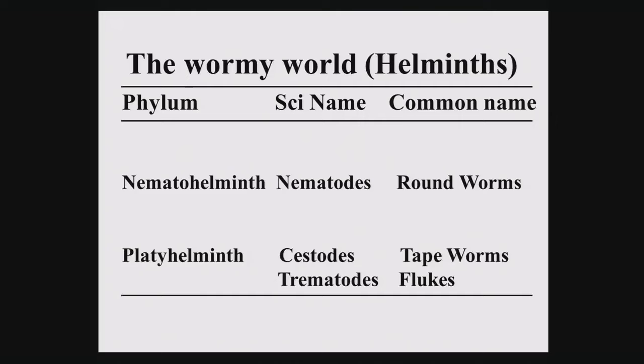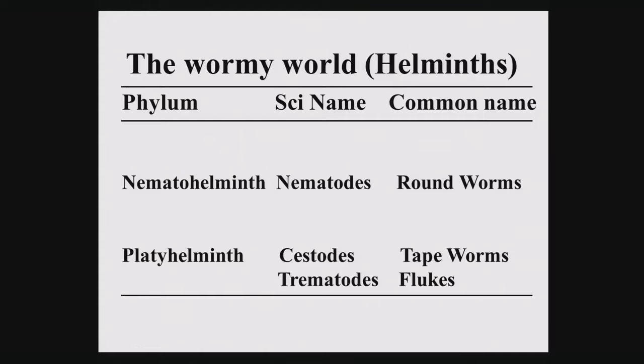Just to refresh your memory, the helminths are very diverse multicellular organisms, and basically divided into two different forms. One is the roundworms, also known as nematodes, and the other is the flatworms, which include two subtypes. One is the tapeworms, which are segmented worms that can be very long, and the other is the flukes, like leeches, also known as cestodes and trematodes.